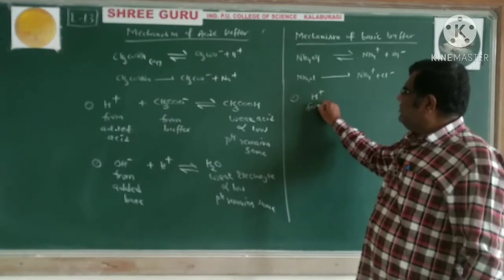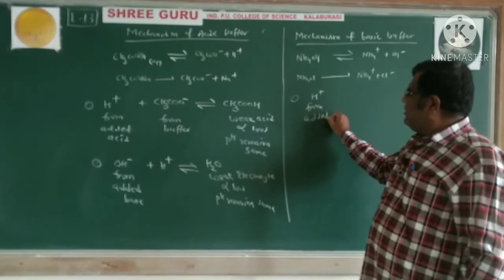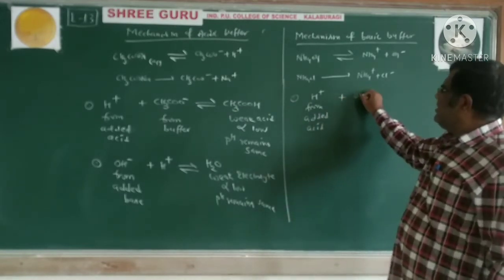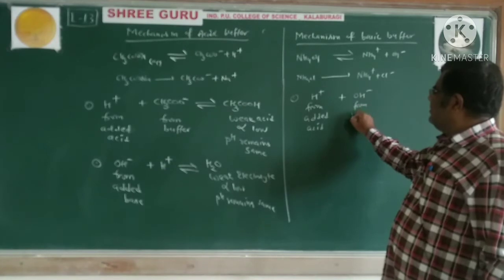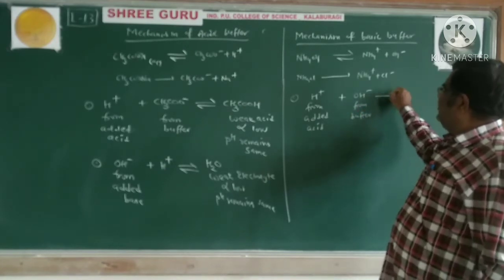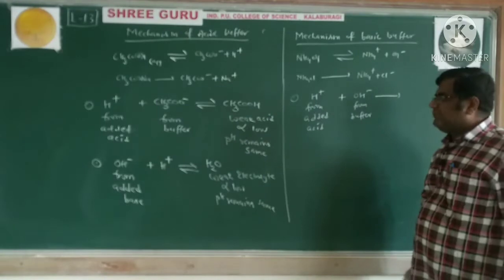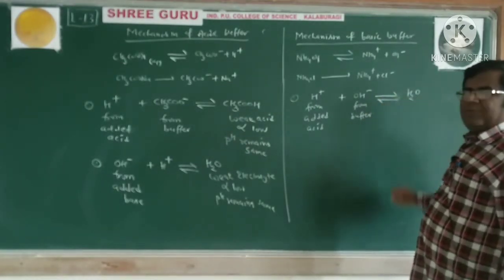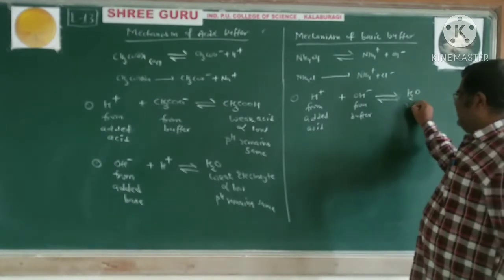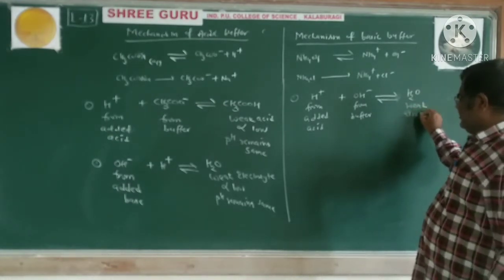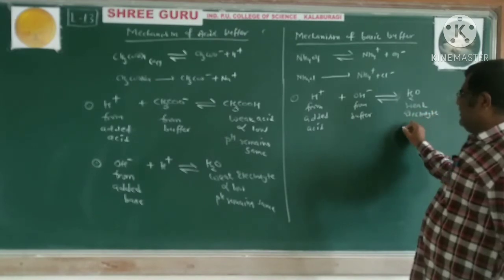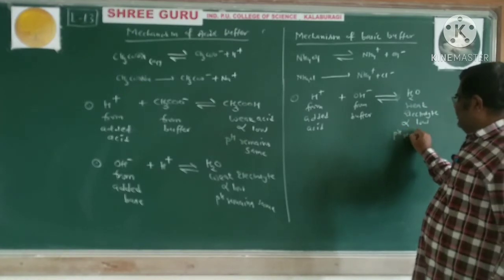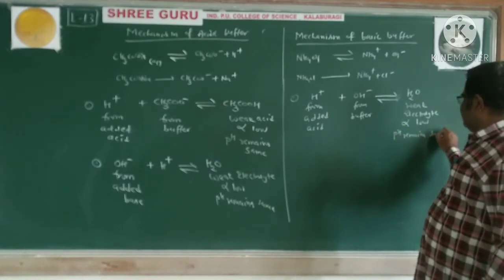If H plus from an added acid comes here, it combines with OH negative ion, which is released from this buffer, and it forms H2O. We know that H2O is a weak electrolyte, and that's why alpha is low and pH almost remains the same.